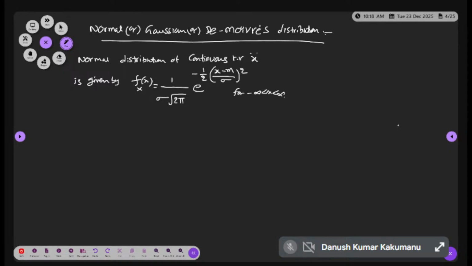Don't copy wrong. What is the formula? 1 by sigma root 2 pi, e power minus 1 by 2 (x minus m by sigma) whole square. Is it clear to all of you? What is the mean of this normal distribution? Mean is m. Mean squared value is m square plus sigma square.